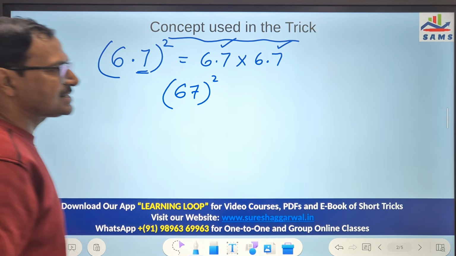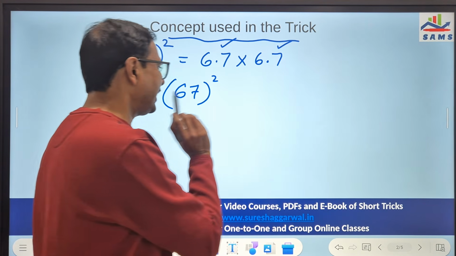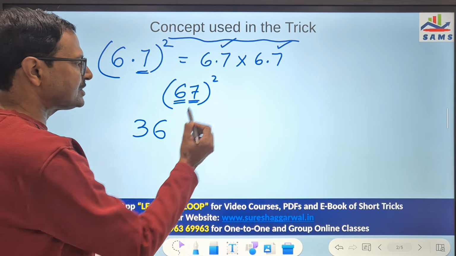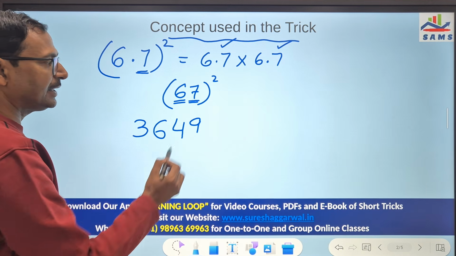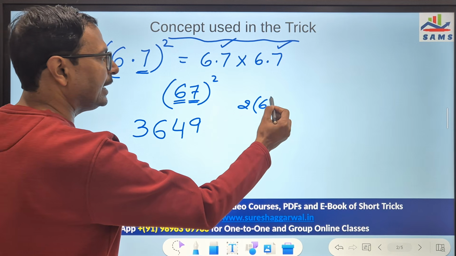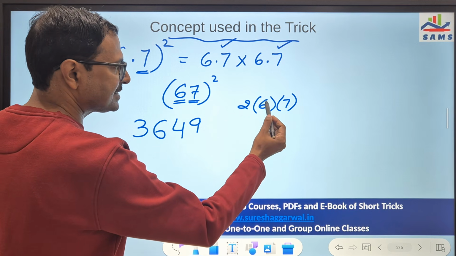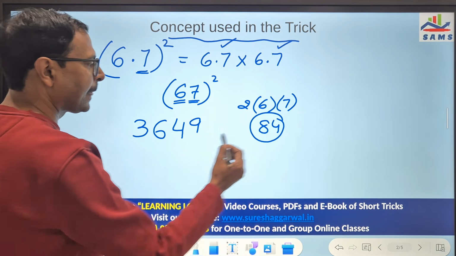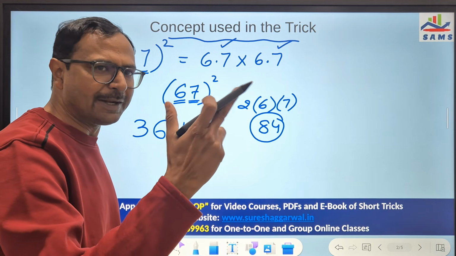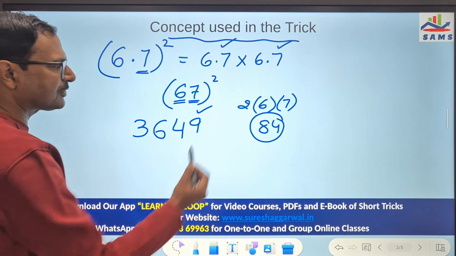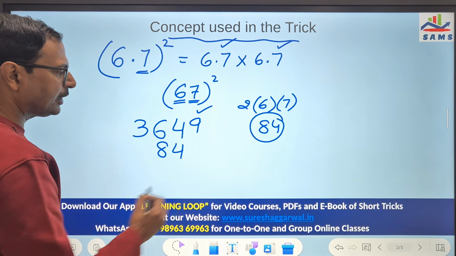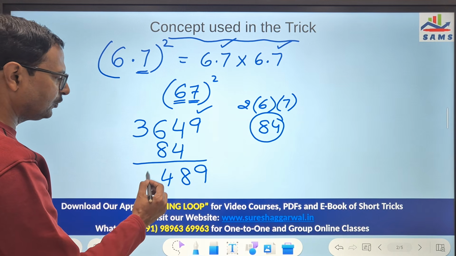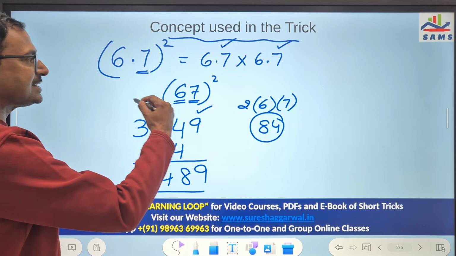Now, how to square 67 using the identity? For squaring 67, I will take a square, that is 6 square, 36. Then I will take b square, which is 7 square, 49. Then I will take 2ab. How much is this? 7 sixes are 42, 42 into 2, 84. Now where do I write this 84? Because I put a cross, you remember when you multiply numbers you put a cross. So leave 1 digit from the right hand side and write 84 here, and then add vertically: 9, 8, 4 and 4. 4489 is the square of 67.